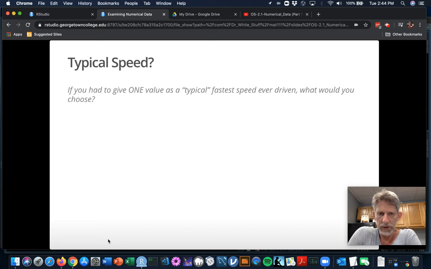So remember that question we had about a typical fastest speed ever driven by students at Georgetown College. The histogram and the density plot we looked at suggested that if you had to answer that question, you might say something around 100 or 105 or so miles per hour. If you had to give one number, is there a way to use all the data to get that one typical number without having to just guesstimate from a graph? So that's what we're going to be addressing in this part of the chapter.